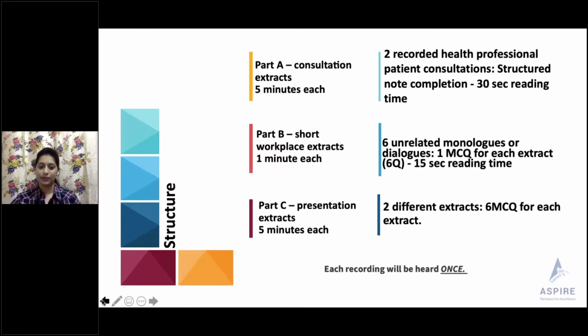So let's look into part C. So part C are your presentation extracts. So they're about 5 minutes long, and you'll have 2 different extracts, and you'll have 6 multiple choice questions for each extract. So that's basically 12 questions. And each recording will be heard only once. So please write down your answers as you listen, because you will not be given any extra time to transfer these answers onto your answer sheet.